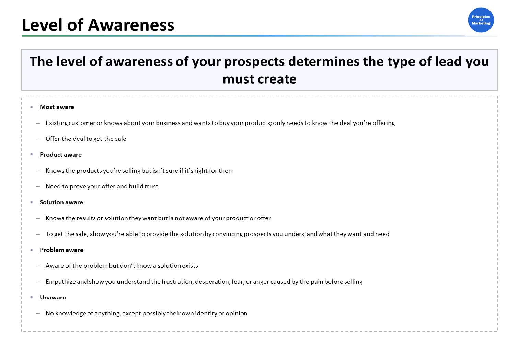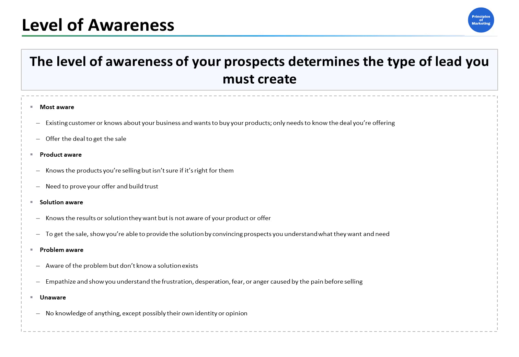The next level of awareness is somebody who is product aware. They know about your business, they know the products you're selling, but they're not sure if your products are right for them. So what your lead and your copy need to do is prove your offer and build trust to eliminate the skepticism. The next rung down is solution aware. So the prospects know the results or solution they're looking for, but they're not aware of your offer and that it's a viable solution. So to get the sale, you just need to show you're able to provide the solution by convincing the prospects you understand what they want and need.